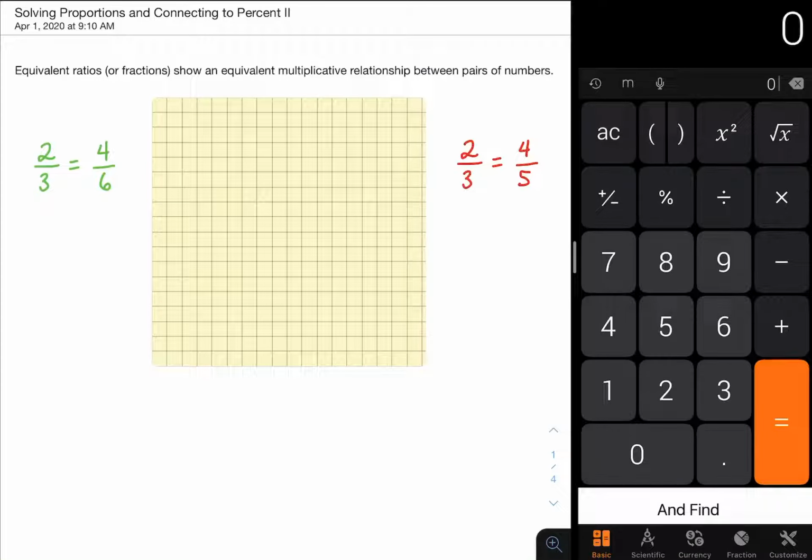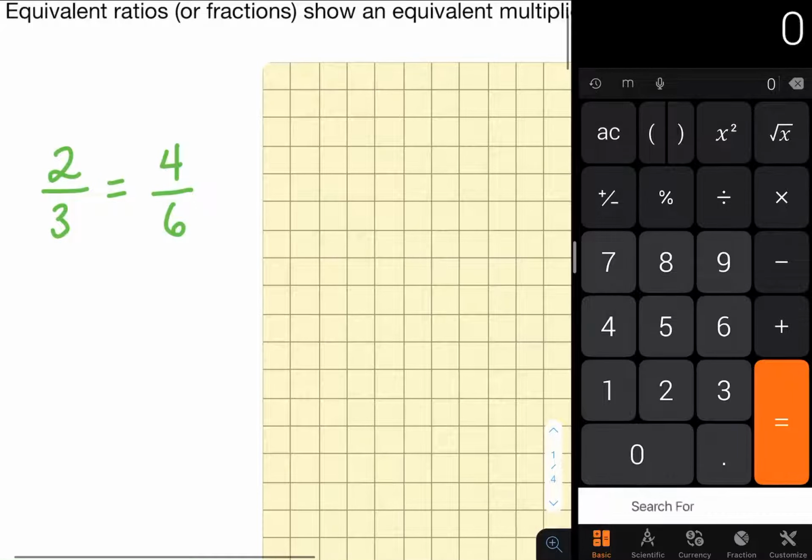So this video is to recap solving proportions and then connecting what we know about proportions to be able to solve percent. So first I'll start by talking about what it means to have equivalent fractions or equivalent ratios. And when they're stated like that together, then we call that a proportion. So let's look at this first example of 2 over 3 equals 4 over 6.